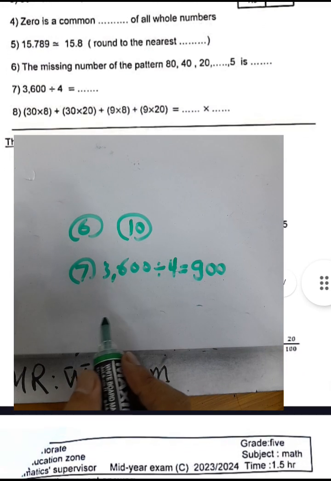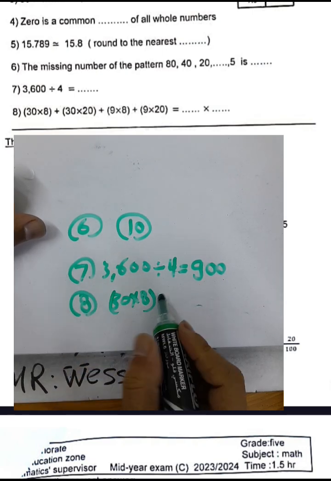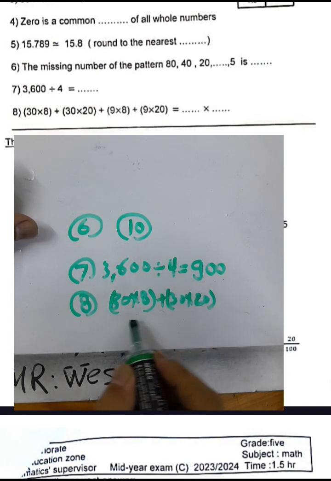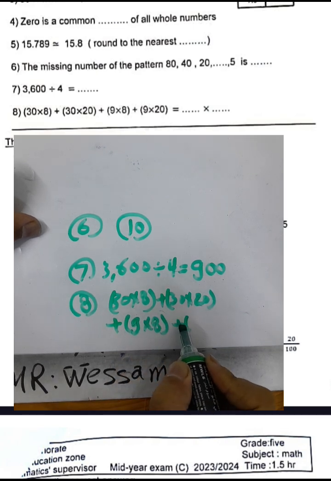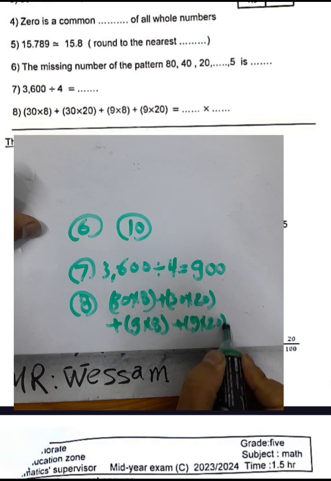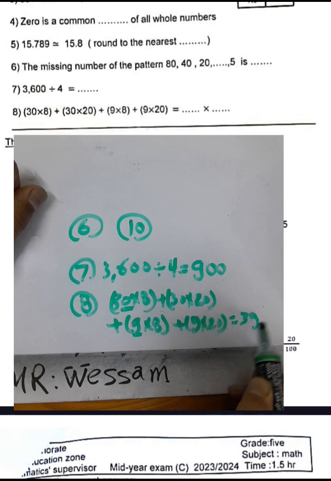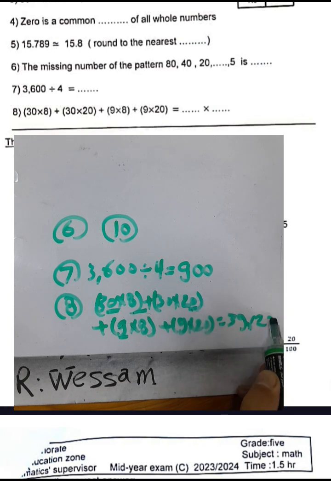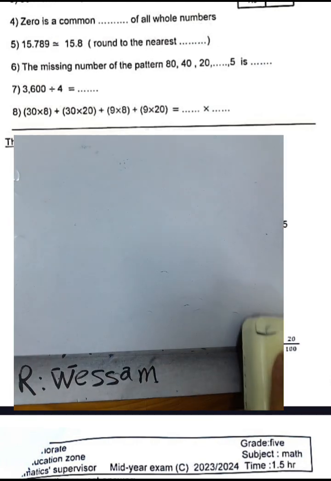Question 8. 30 times 8 plus 30 times 20 plus 9 times 8 plus 9 times 20. We can add 30 plus 9, it will be 39, and 20 plus 8, it will be 28, and the result will be 39 times 28. Understood?